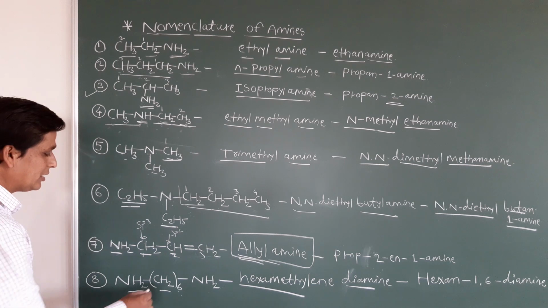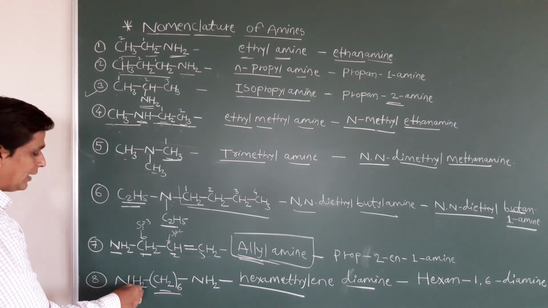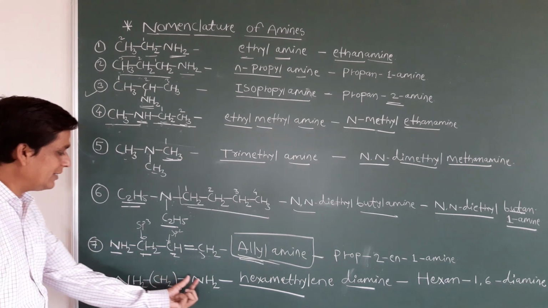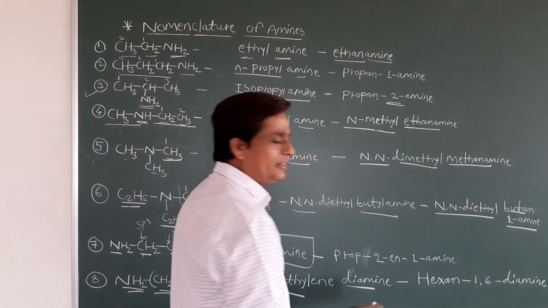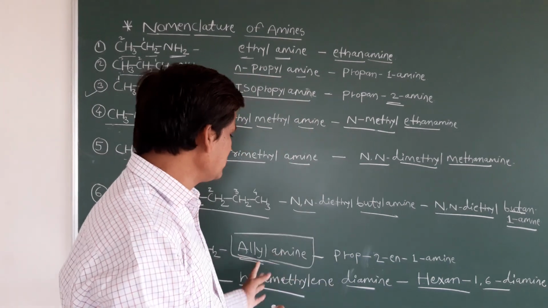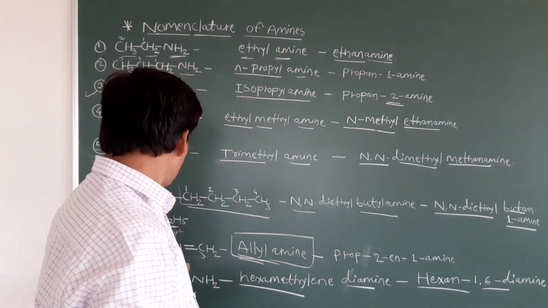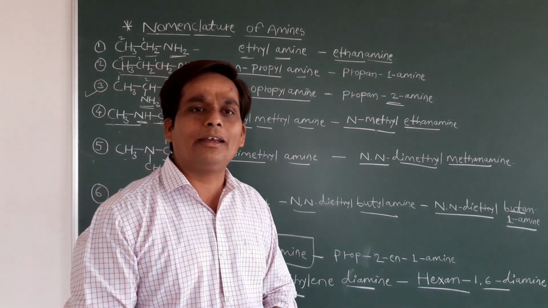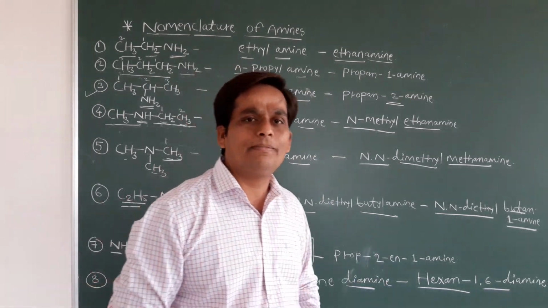So what is our IUPAC name? Just see 6 carbons there, and this NH2 is attached on the first carbon, and this NH2 is attached on the 6th carbon. So easily we can see this is hexane-1,6-diamine. Now clear, students, how we give the naming? So this is what? Hexane-1,6-diamine. So now we will see another example.